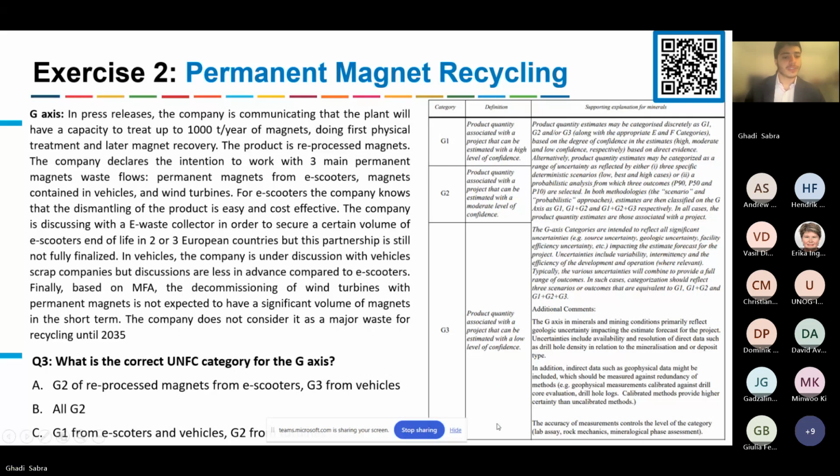Is it G2 of the reprocessed magnets from e-scooters and G3 from vehicles? All are G2, or G1 from e-scooters and vehicles and G2 from turbines? So here we're classifying the different streams.